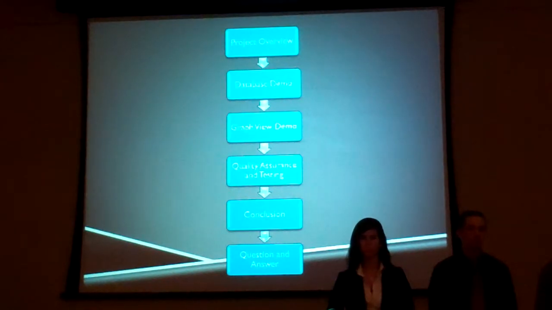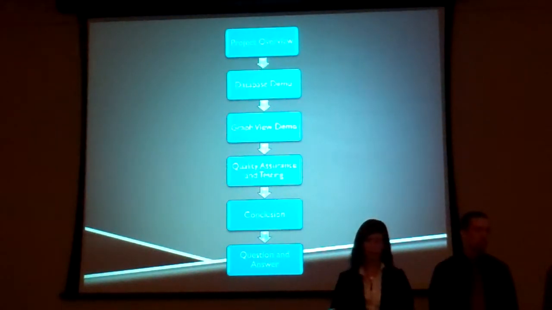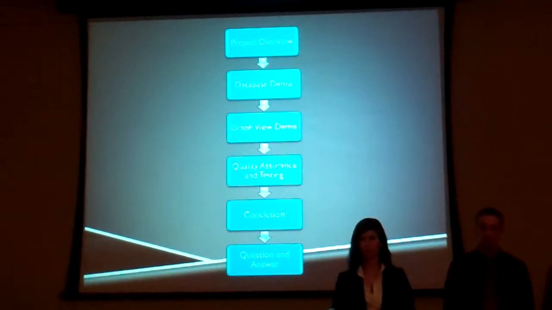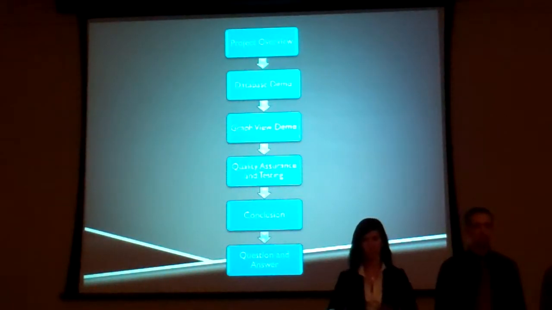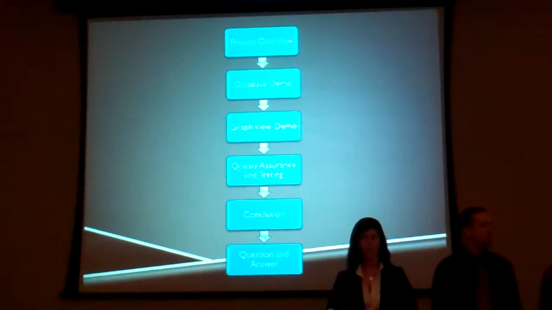Just to show you what we'll be discussing this evening, we'll give you an overview of the project, talk about our database and give a short demo of that, along with a demo of our graphing utility that is in our application. And then we will discuss the quality assurance and testing we've completed so far, and then conclude and answer any questions you may have.